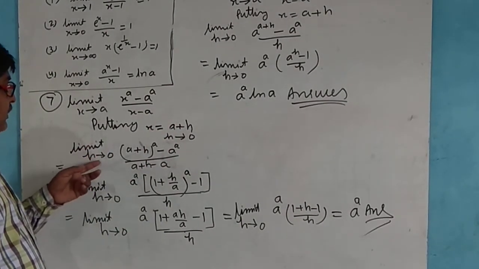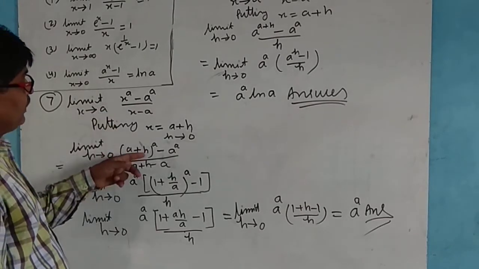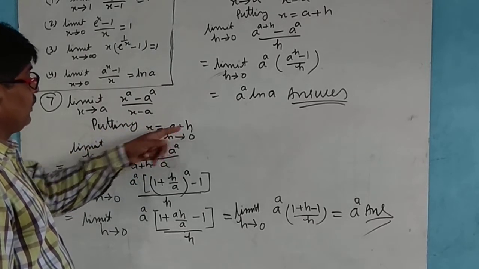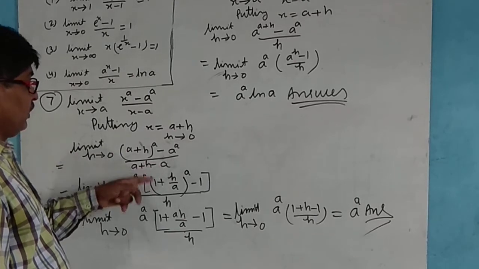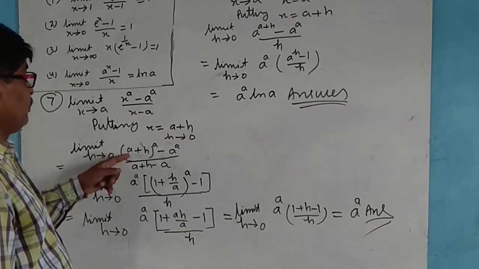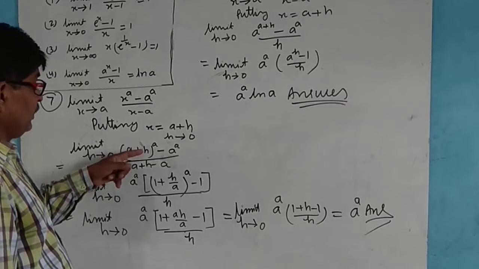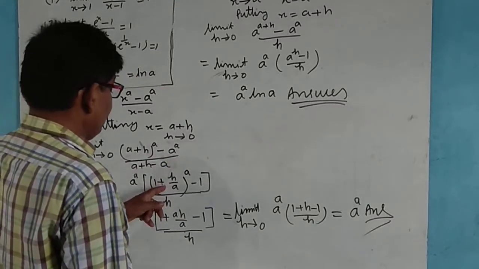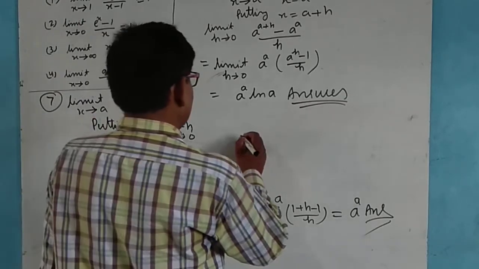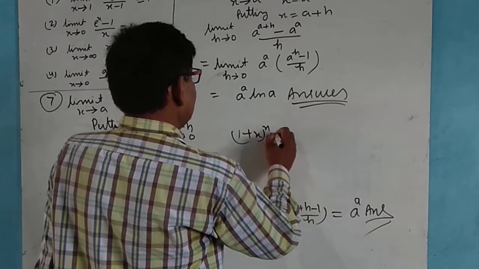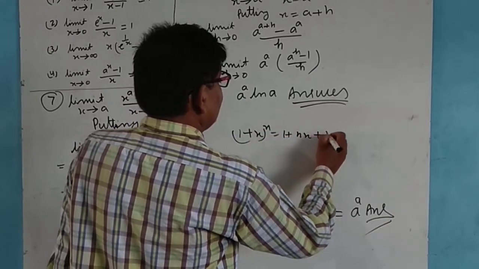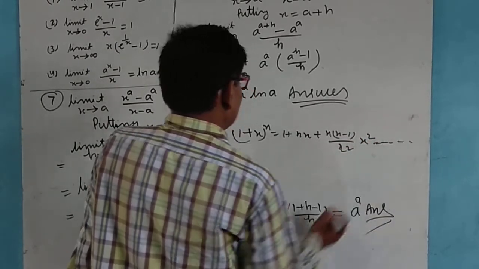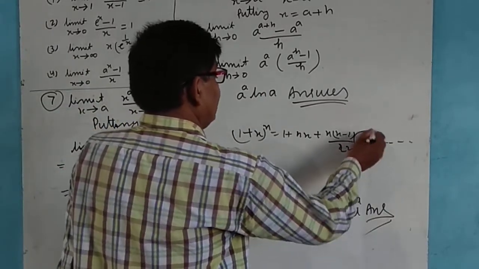Now limit x tends to 0, (x to the power a plus h) to the power a minus a to the power a, divided by x minus a. Putting x equal to a plus h, the a cancels here and h remains. If we take a to the power a common, here is (1 plus h by a) to the power a minus 1. And as we know that (1 plus x) to the power n is equal to 1 plus nx plus n(n minus 1) by factorial 2 x square.